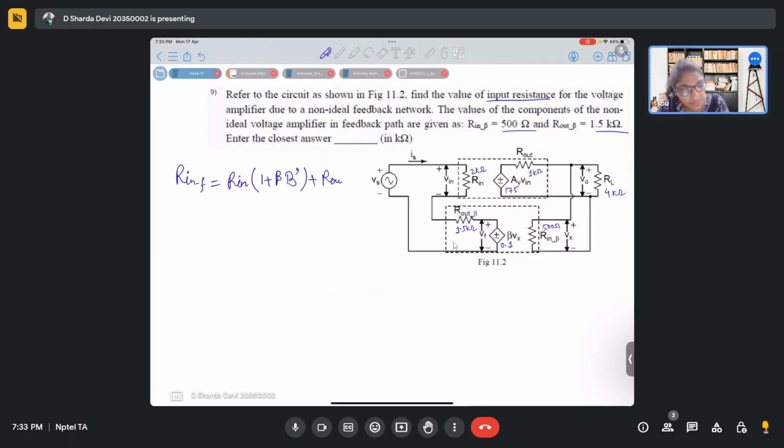See here, R_in with some factor will come into picture, plus R_out beta, because these two are in series. Now this factor is 1 plus A beta that we know, but the actual A across the load is A_V', so that's why A_V' is coming into picture. So simply take 1 plus 0.1 into beta, A_V' was, how much was A_V'?